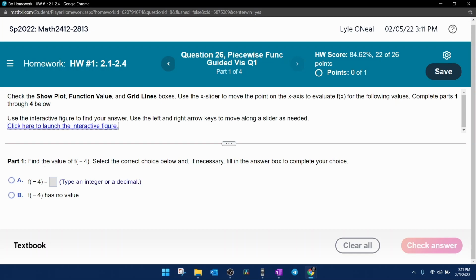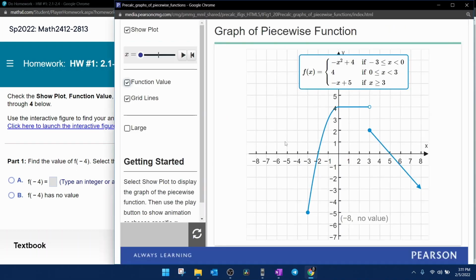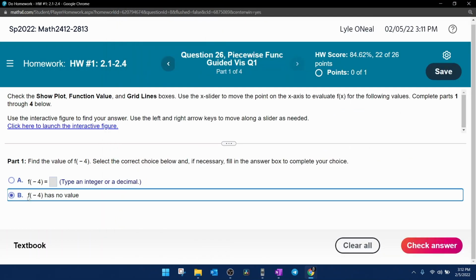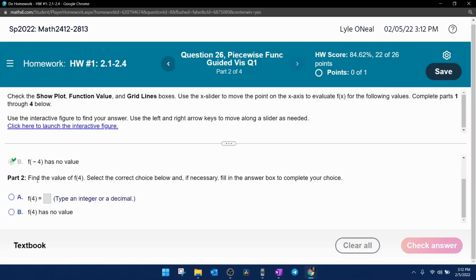Now, what do they want? Find the value of f of negative 4. So, according to this piecewise function, to find f of negative 4, since they give me the graph, notice that when x is negative 4, the graph does not actually exist. So we're going to have to say that f of negative 4 has no value because it doesn't exist on the graph.